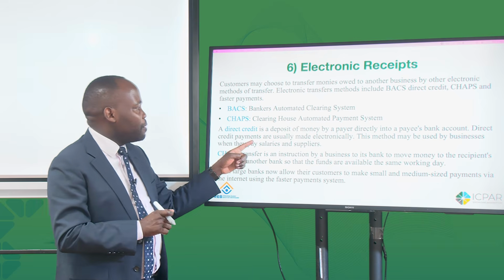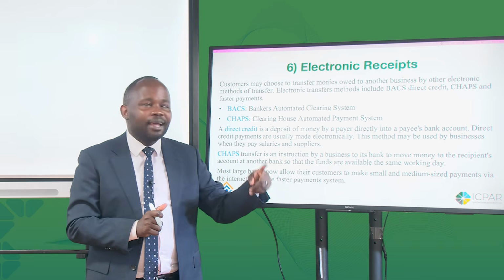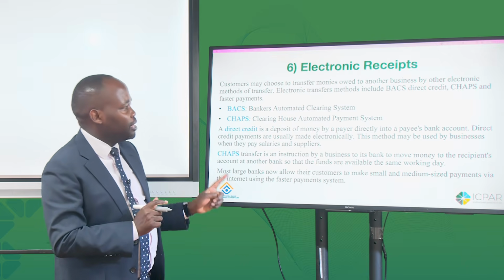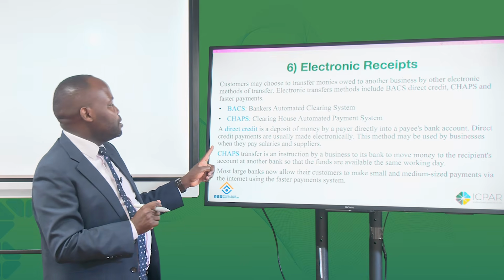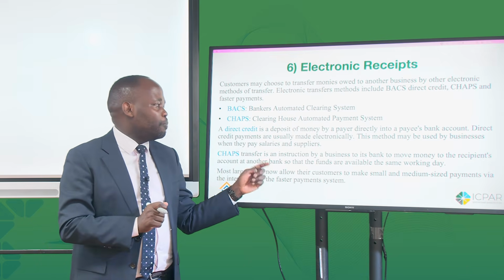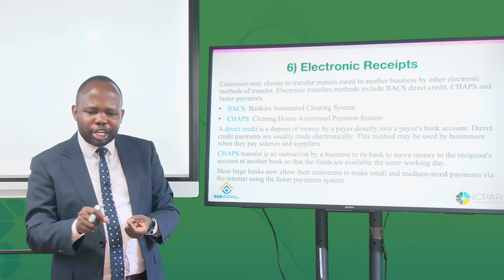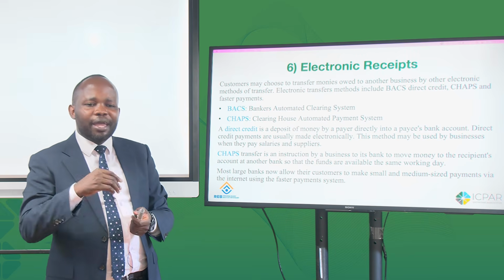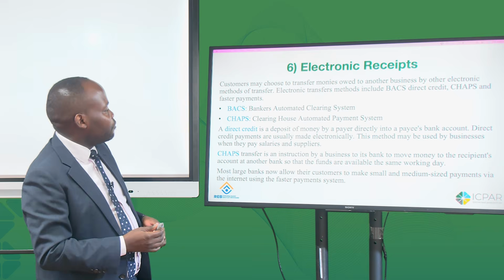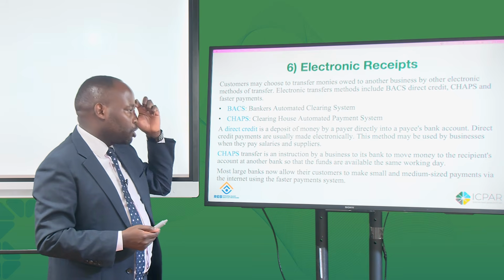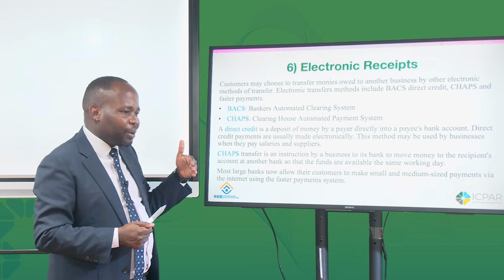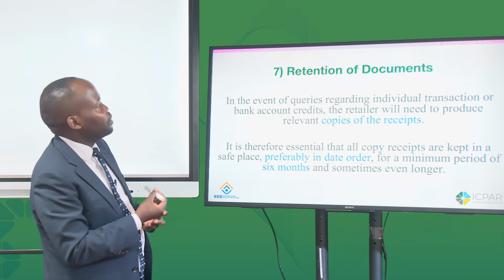Direct credit payments are usually made electronically. This method may be used by businesses when they pay salaries. So it's a check-off account where we pay money directly, for example, when we are paying salaries.